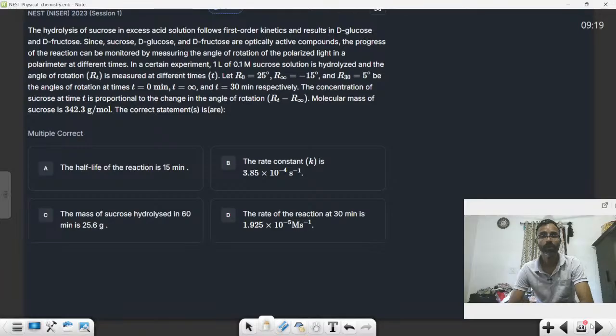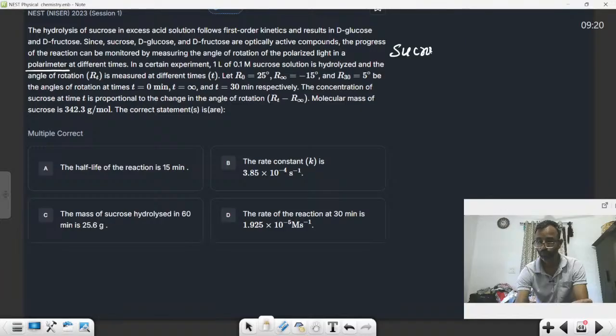Next question is hydrolysis of sucrose in excess acid solution. It follows first order kinetics and results in D-glucose and D-fructose. Since sucrose, D-glucose, D-fructose all are optically active compounds, progress of the reaction can be monitored by measuring the angle of rotation of the polarized light in a polarimeter at different times. Actually, polarimeter is an instrument which is used to calculate the angle of rotation.